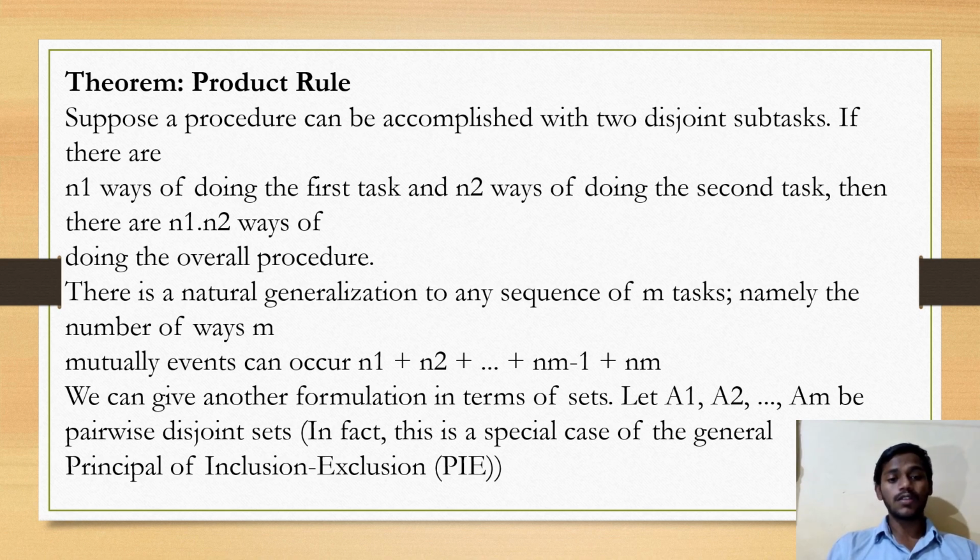We can give another formulation in terms of sets. Let A1, A2, and so on to Am be pairwise disjoint sets. In fact, this is a special case of the general principle of inclusion-exclusion, PIE.